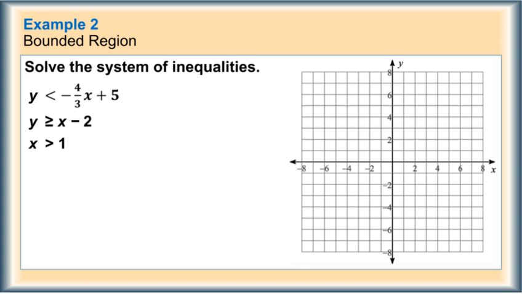Going on to our next example, example 2, it says bounded regions. So solve the system of inequalities. So we're going to do the same thing here. First one I'm going to do in green. Do this one here. So put a point at 5, -4/3. So down 4 to the right 3. This one does not have the equal to sign, so this one's going to be dashed.